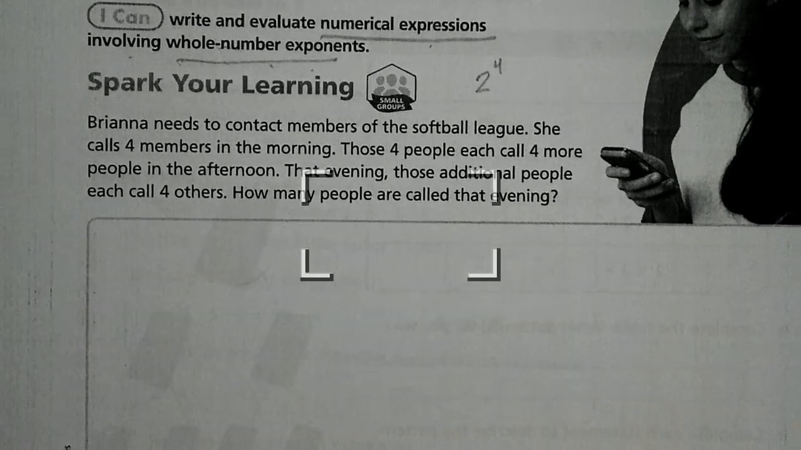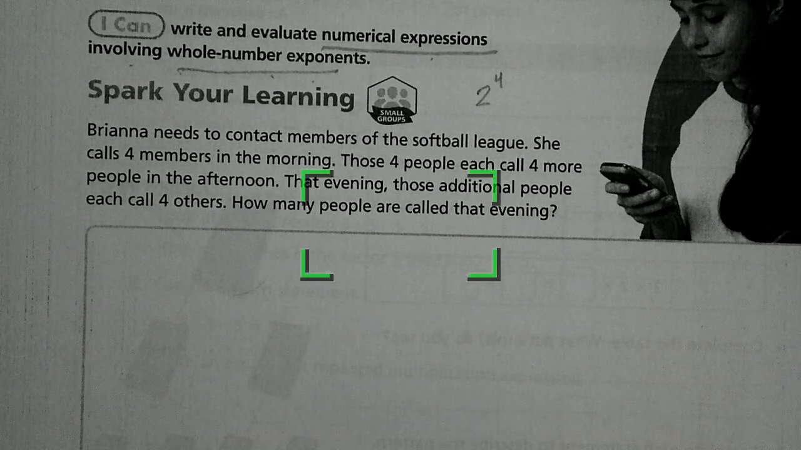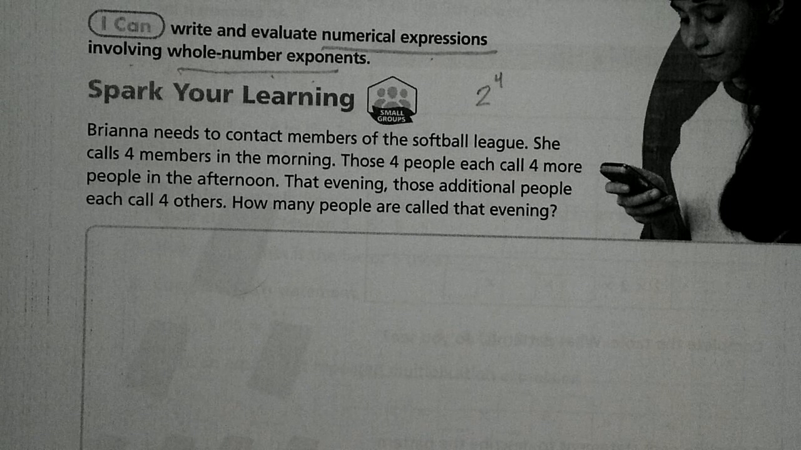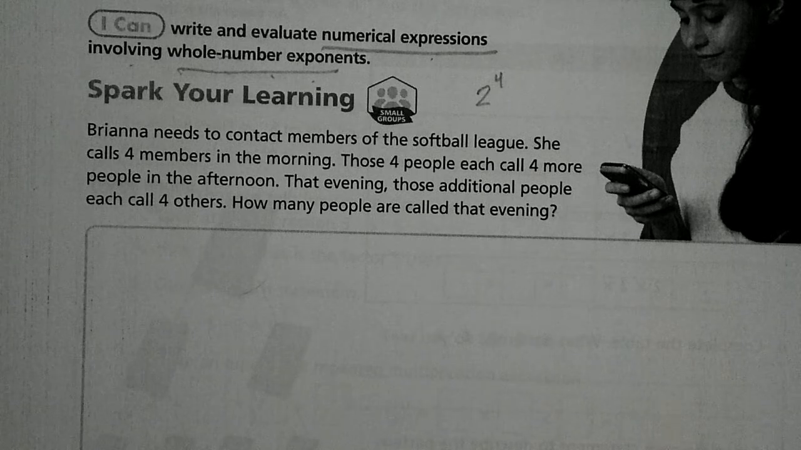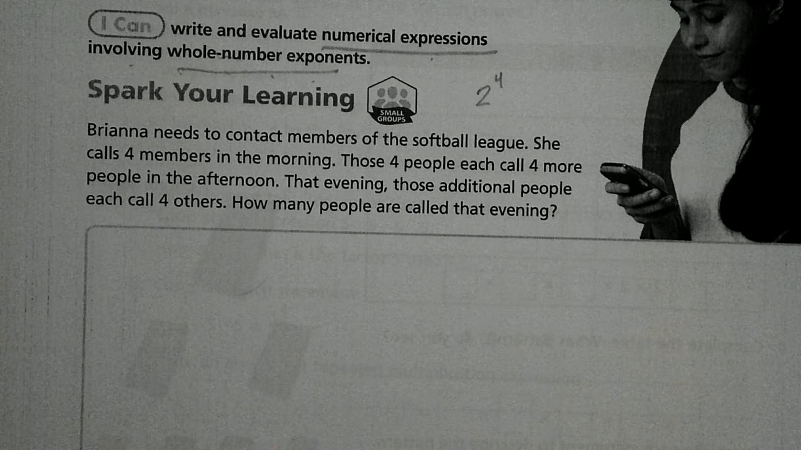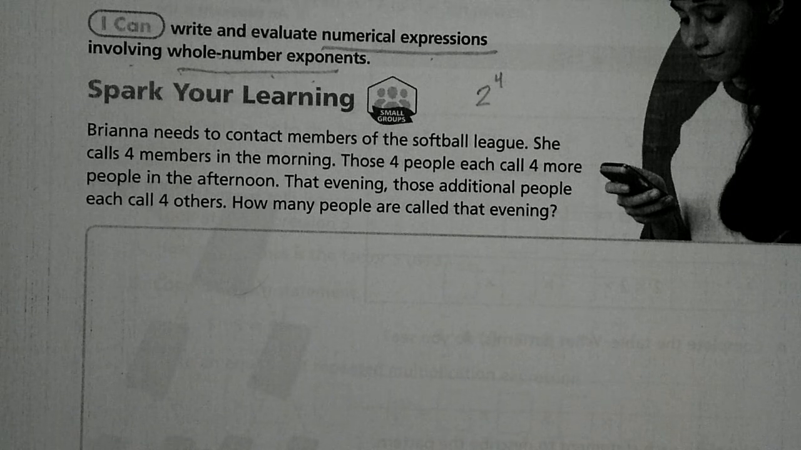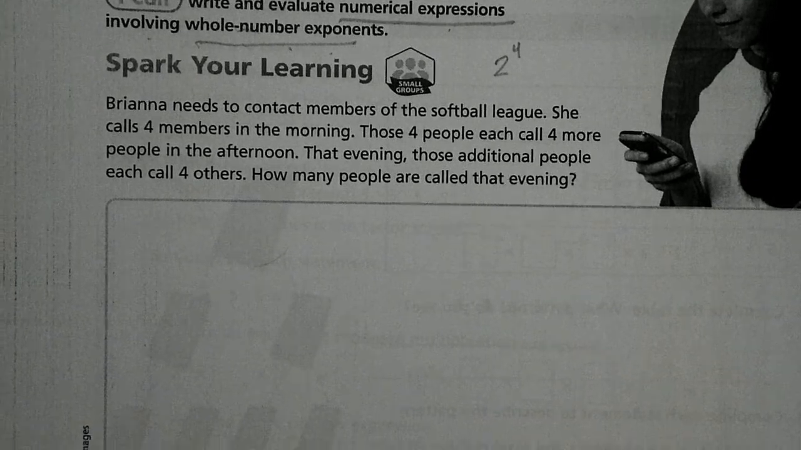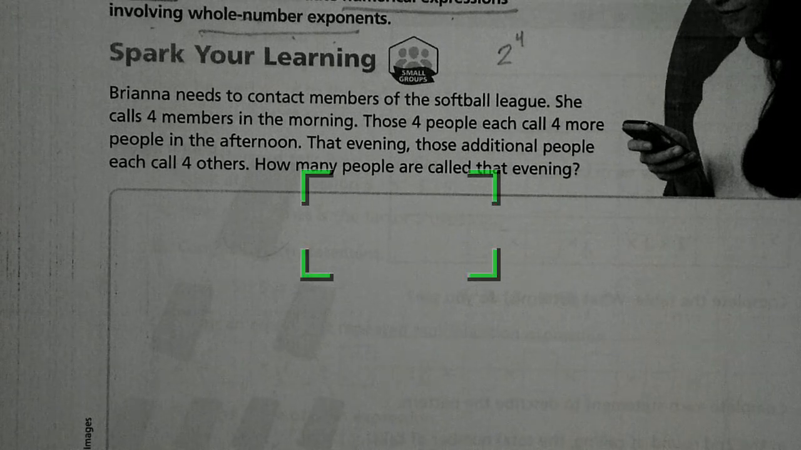Okay? So it says Brianne needs to contact members of the softball league. She calls 4 members in the morning. Those 4 people each call 4 more people in the afternoon. And that evening, those additional 4 call 4 others. How many people are called that evening? So anybody have any idea of how would we solve this?